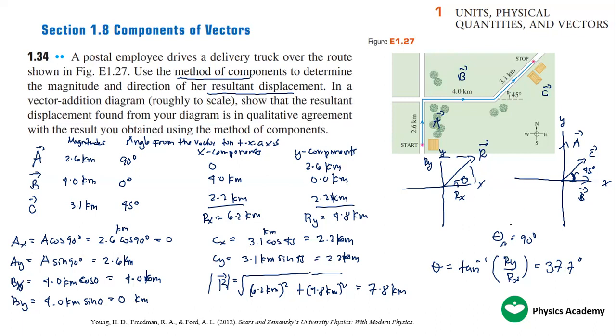Compare this with the graphical method in exercise 1.27. Compare your answer: around 7.8 kilometers and 37 or 38 degrees. This is your resultant vector R, the angle is 38 degrees, and the magnitude is around 7.8 kilometers. Confirm this using the graphical method.